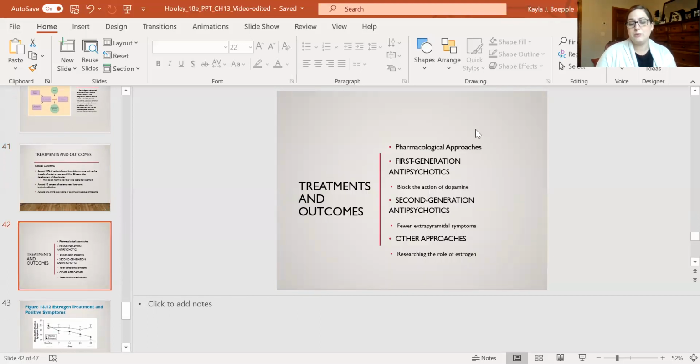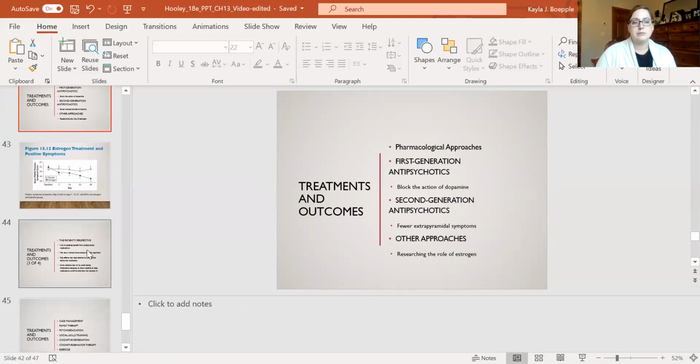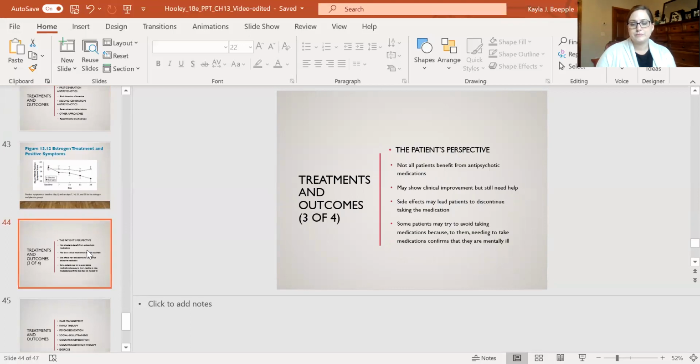So what helps? Well, we can look at first-generation antipsychotics, which block dopamine. We can look at second-generation antipsychotics, and they've also started looking into the role of estrogen when we're talking about helping with some of those symptoms. But it's important to remember that not all patients are going to benefit from antipsychotic medication. And although they might show clinical improvement, they may need further and longer help.